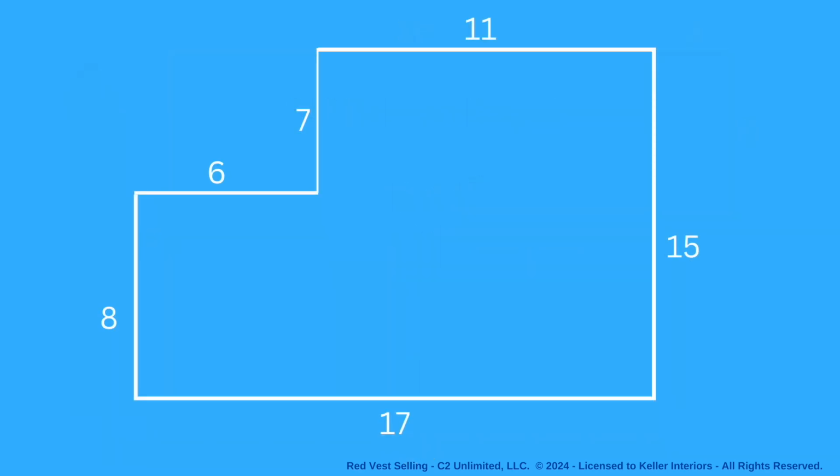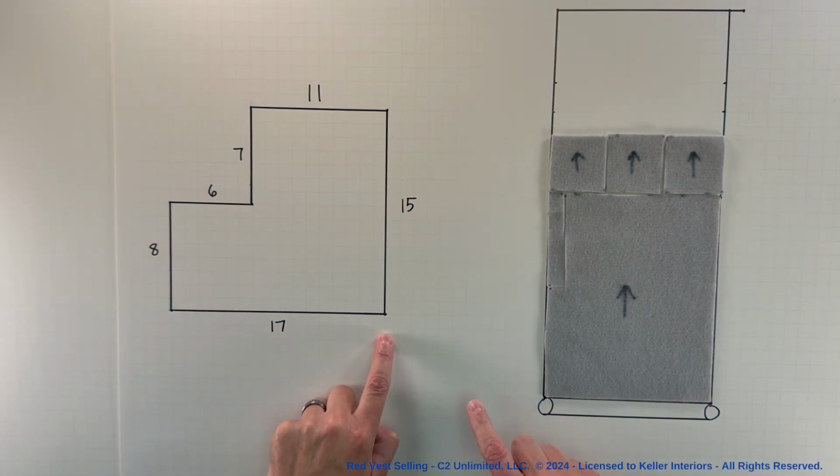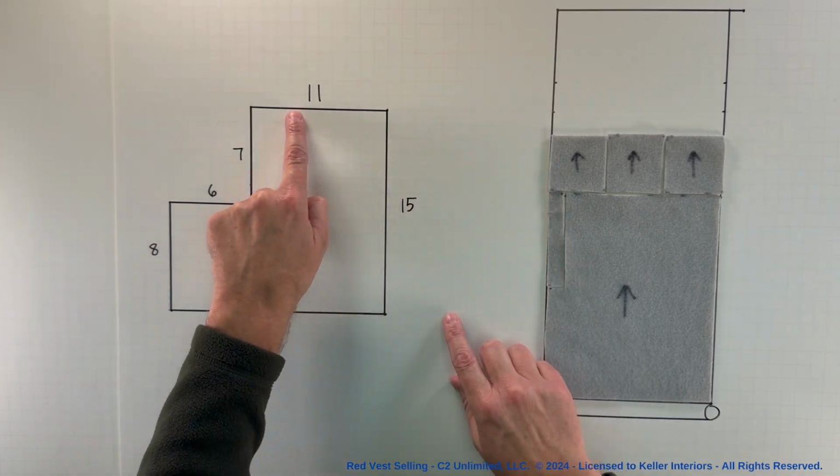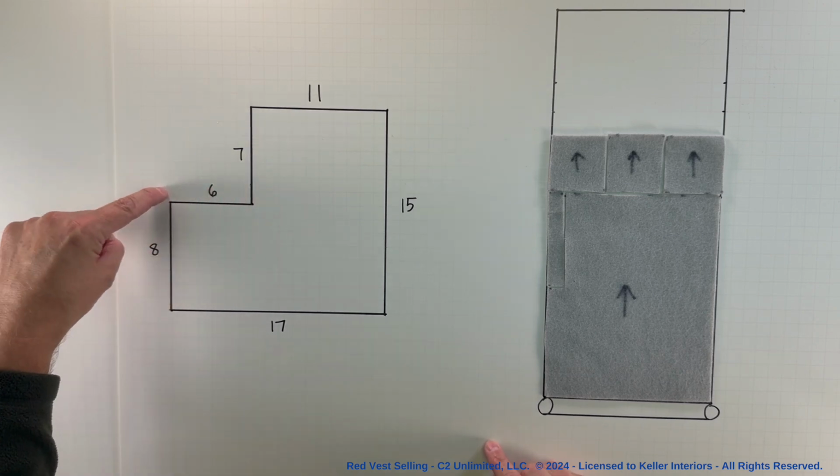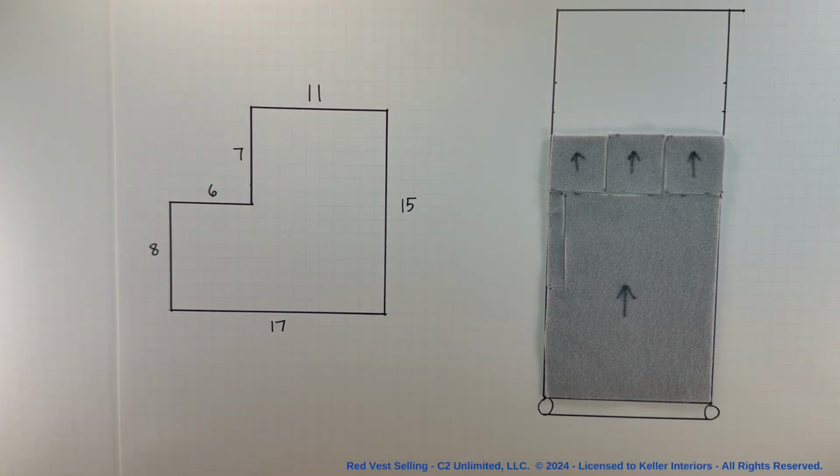In this example, we have a room that has a cutout in the corner. You can see it's 17 feet wide, 15 feet deep. The back wall is 11 feet wide, followed by a 7 footer and a 6 footer. There are two different ways that we can install this carpet.